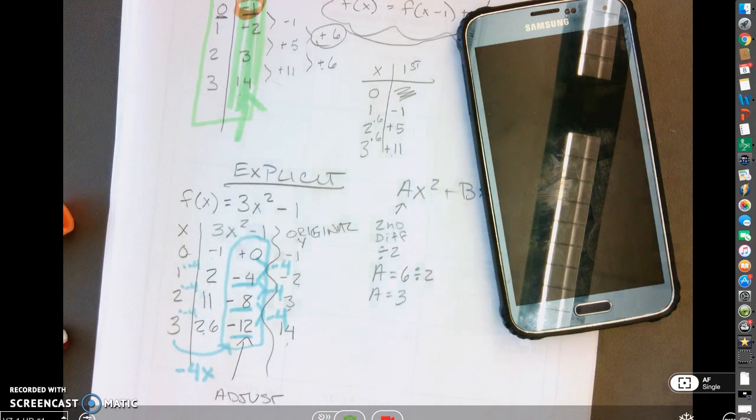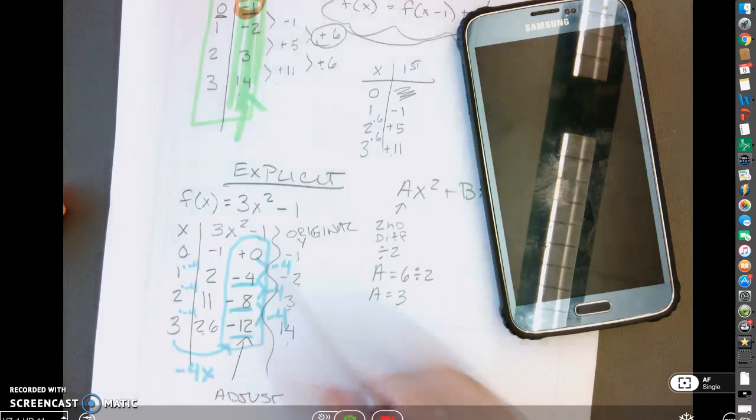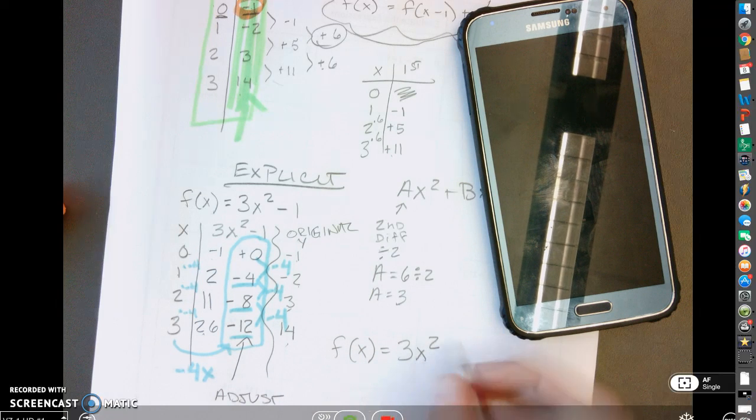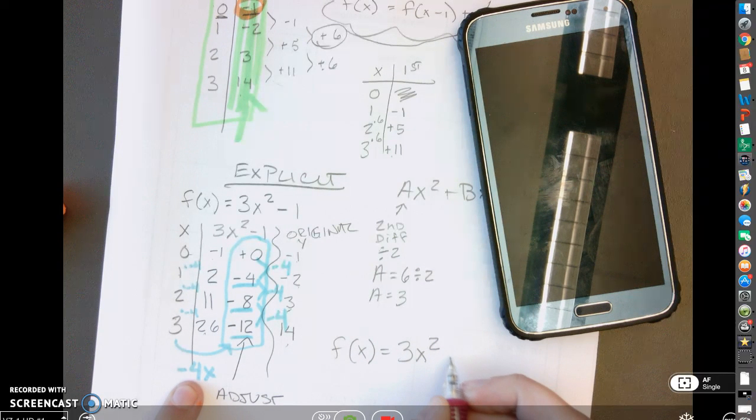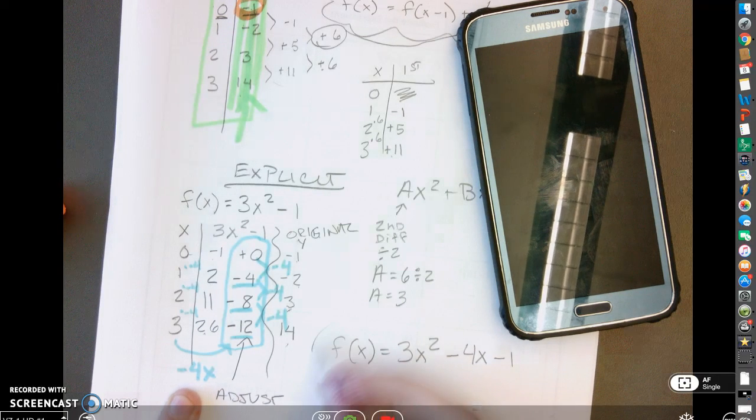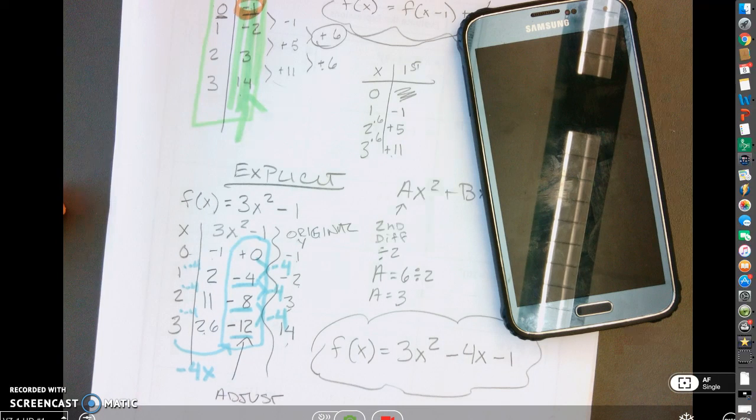Okay, so our equation then, let's write what we had. We have f of x equals 3x squared, but I had to adjust my equation by multiplying all my x's by negative 4. And then I have my y-intercept. So there is your explicit equation for number 6.